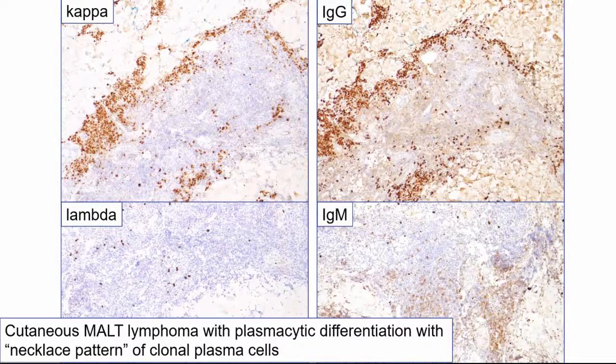Another interesting thing that you see with MALT lymphomas with plasmacytic differentiation, the clonal plasma cells often have this necklace pattern. So they are arrayed around the periphery of the aggregates of lymphoid cells in many cases. And here you can see that. We have kappa staining in an irregular necklace around an aggregate of lymphoid cells. Lambda positive plasma cells are very rare. And then IgG stains in a pattern similar to that of kappa. And then IgM stains just a few cells. So anyway, be on the lookout for this necklace pattern.